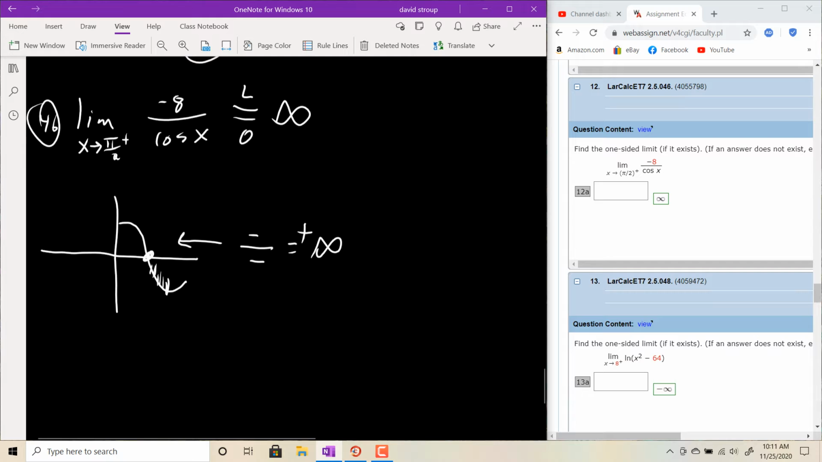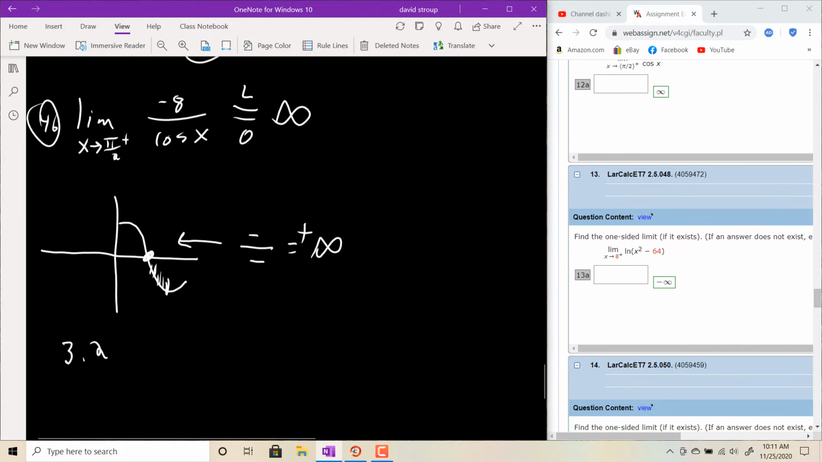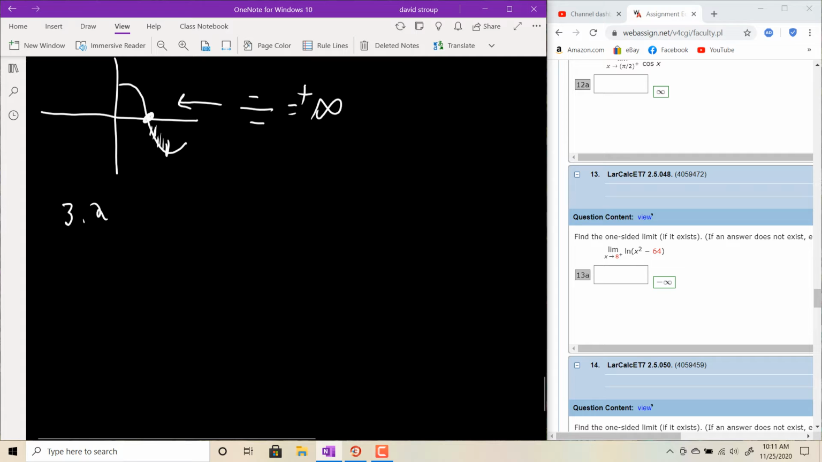Anyways, I think that's pretty good for 2.5. In 3.2, we introduce the derivative. In 3.1, we do the technical definition with regards to limits. Then in 3.2, we dive into the derivative and basic derivative formulas. In 3.2, I'll be considering problems like 7 to 57 odd.